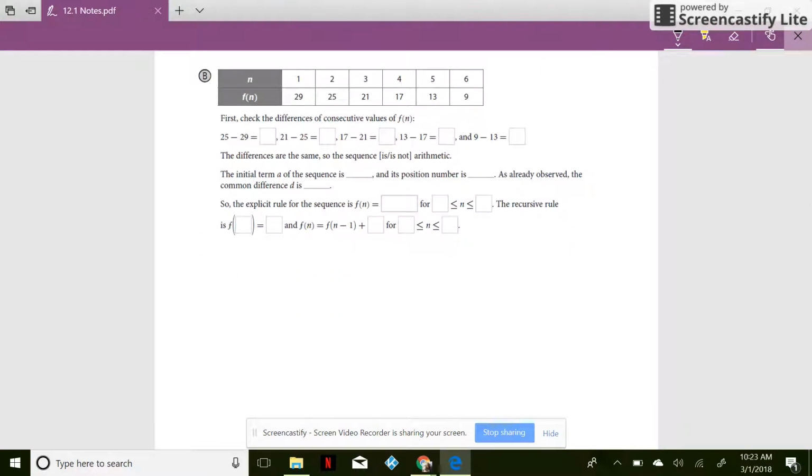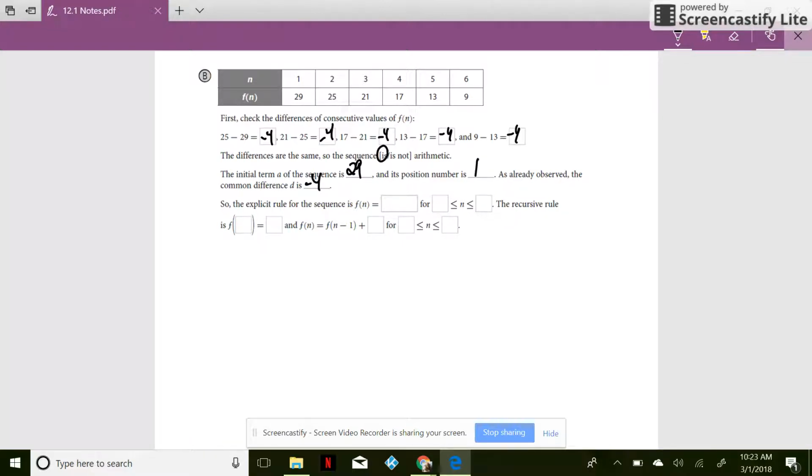Looking at this table, first we want to check the differences of the consecutive values. So 25 minus 29 is negative 4. 21 minus 25 is negative 4. Negative 4, negative 4, negative 4, all across the board. Since the differences are the same, the sequence is arithmetic. So the initial term a has a value of 29, and its position number is 1. As already observed, the common difference d is negative 4.